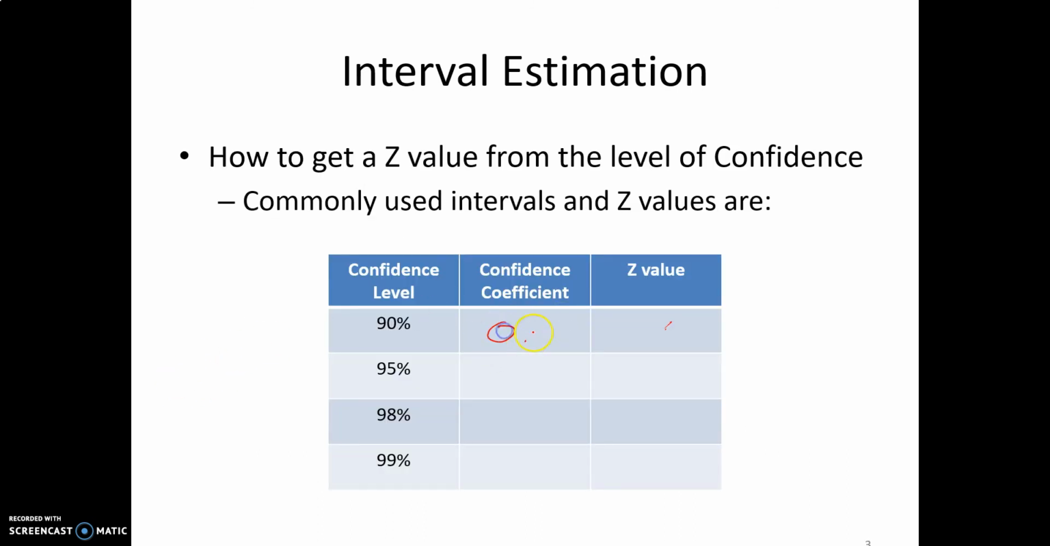So 0.9, 0.95, 0.98, 0.99, 1.64, 1.96. The other ones we can find as well.